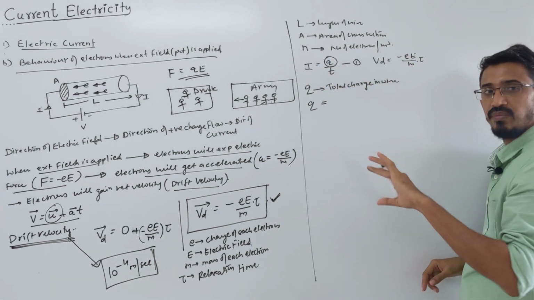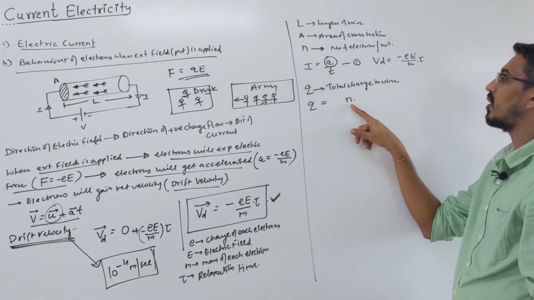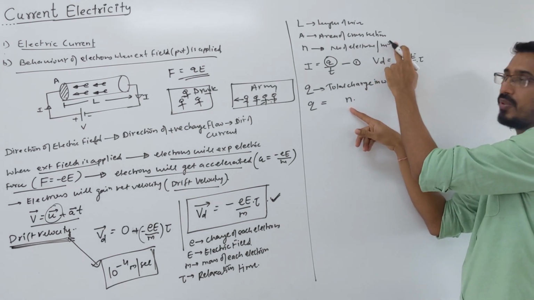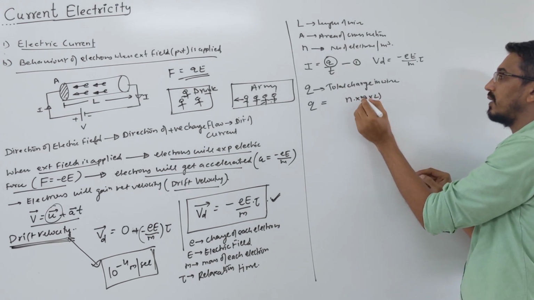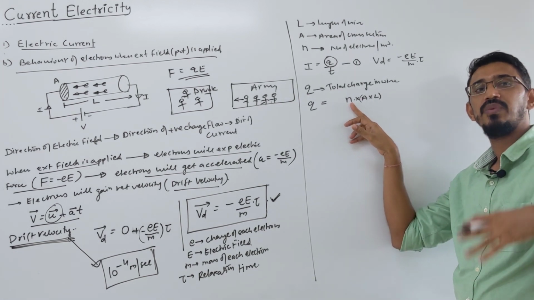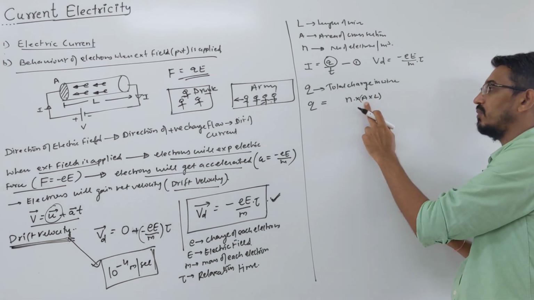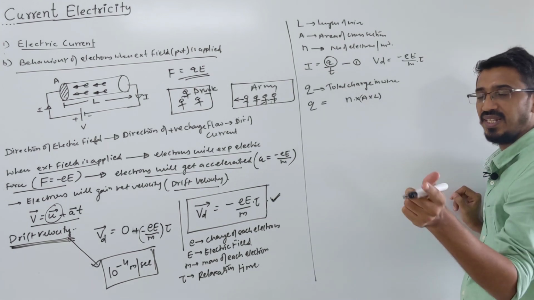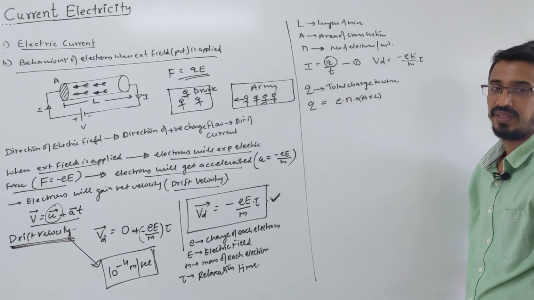So what is the total number of electrons first? n is the number of electrons per meter cube. So to find the total, you have to multiply by the volume, because it's a density. Volume is area into length. So density, the number of electrons per meter cube, into volume gives the total number of electrons. And what is the charge of each electron? e. So you multiply by e here. Now this becomes the total charge inside that wire.